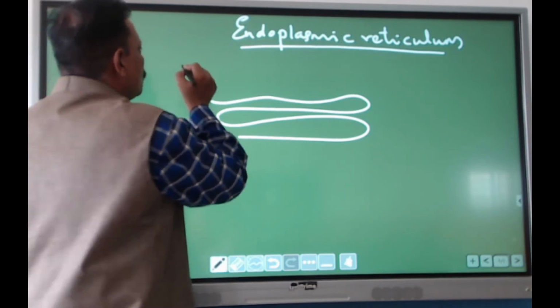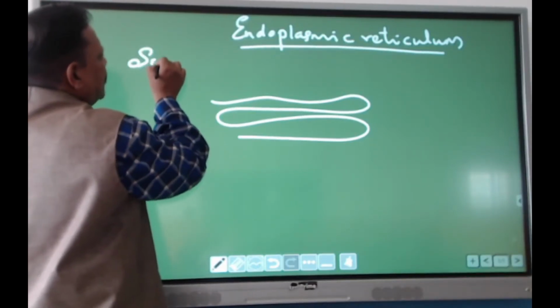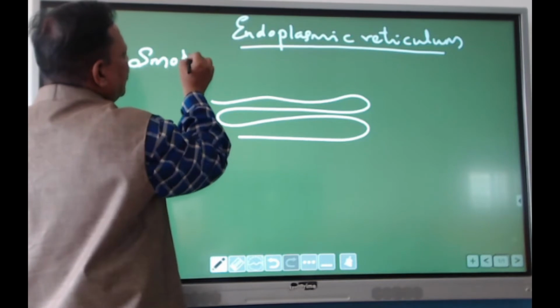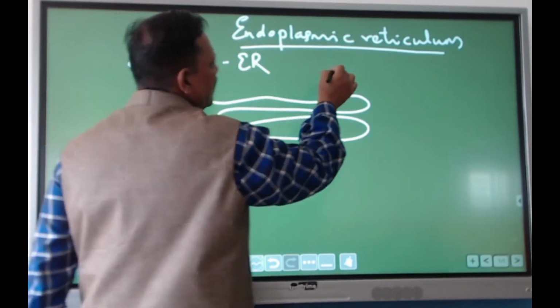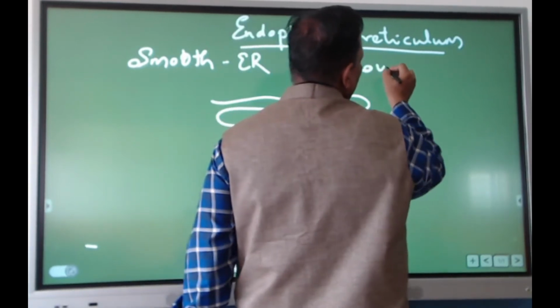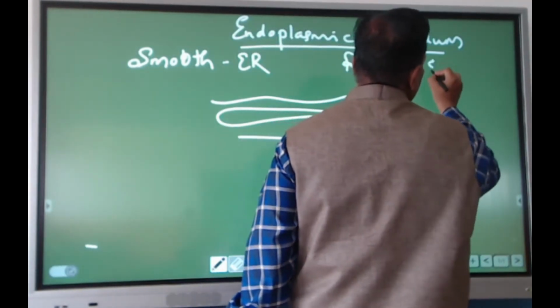So there are two parts. One we are calling it as smooth endoplasmic reticulum, and another one is rough endoplasmic reticulum.